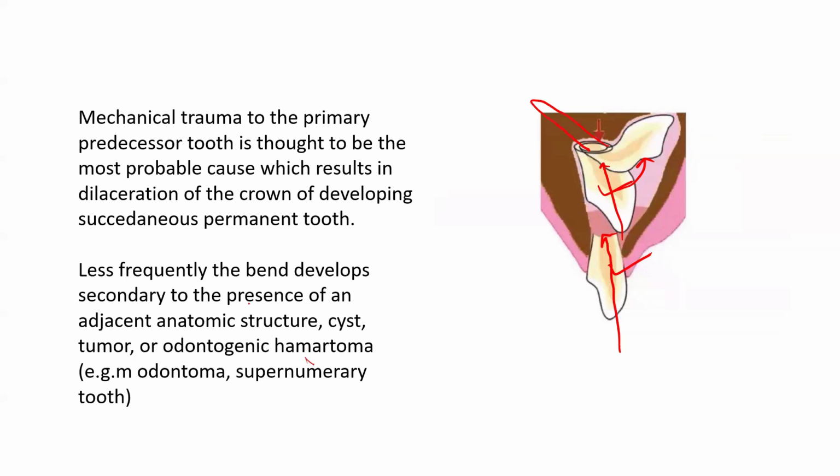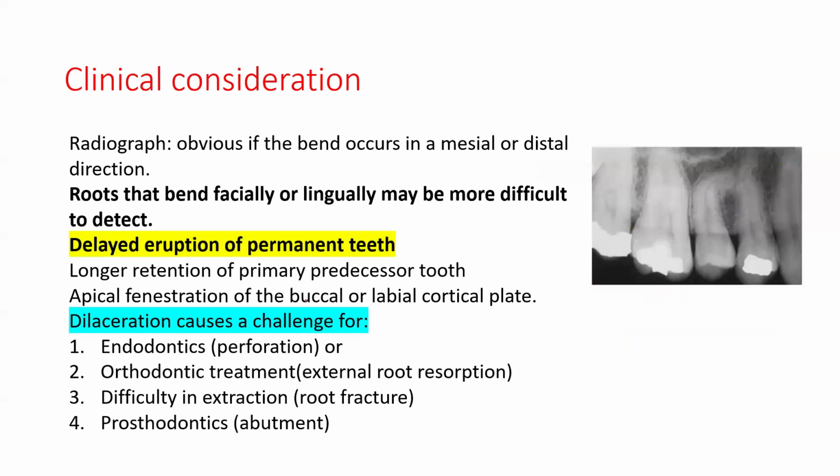Now less frequently it can also occur because of adjacent anatomic structures: cyst, tumor, odontogenic hamartoma, odontoma, supernumerary tooth. Clinical consideration: because in this diagram it occurs in a mesial direction, it is easy to visualize. However, if it occurs in a facial or lingual direction, it may be more difficult to detect, and we may need different angulations of the X-ray to detect it. Also, these teeth tend to erupt late, so there is a delayed eruption of the permanent teeth, causing the primary tooth to be over-retained.